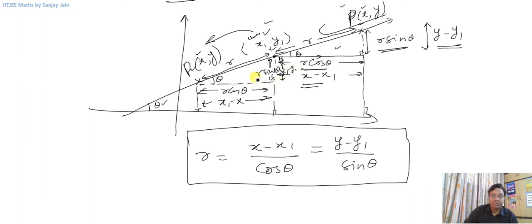Now if you want to write r in terms of x1 minus x, let me write in these terms first, x coordinates first: x1 minus x by cos theta, and here we can write it as y1 minus y by sin theta.